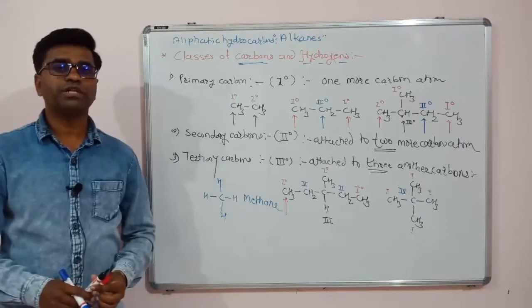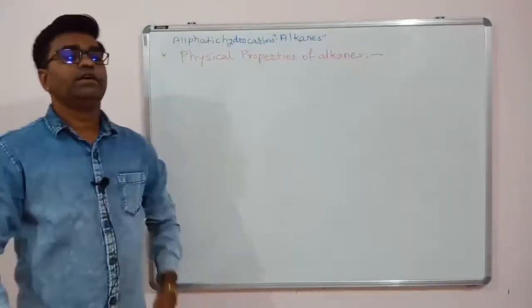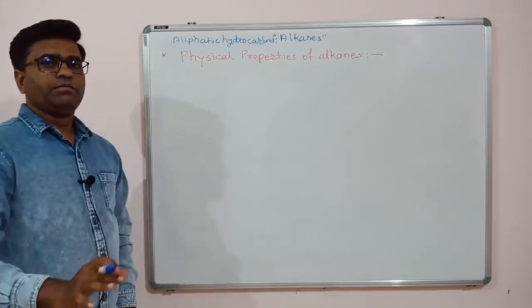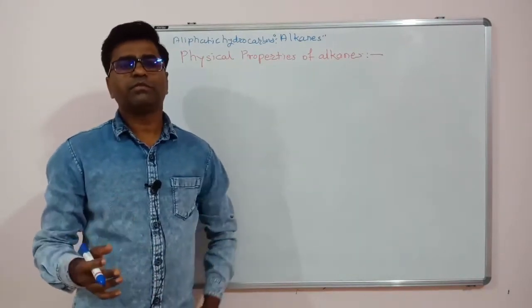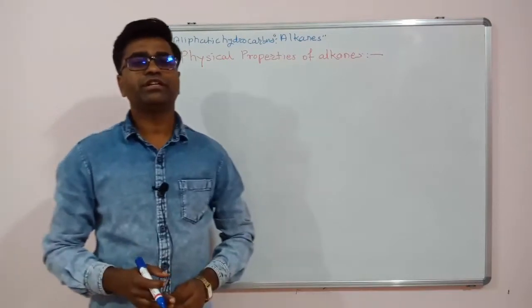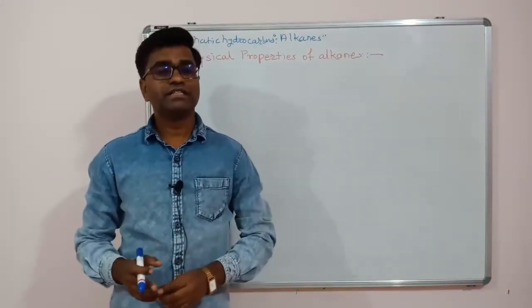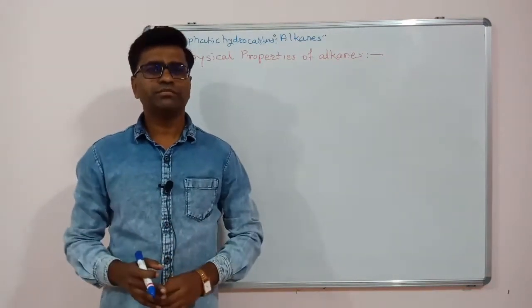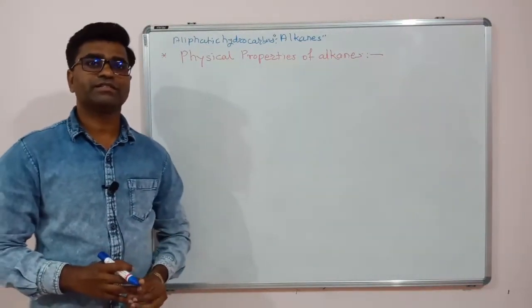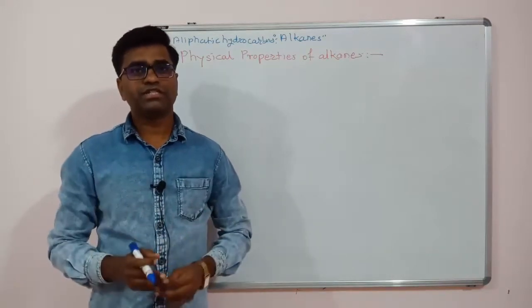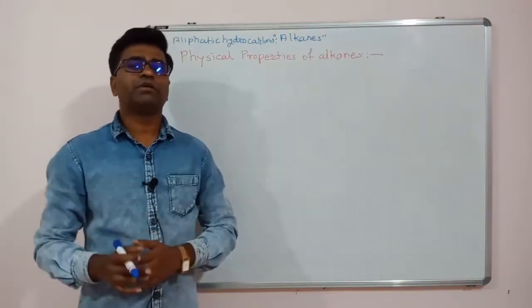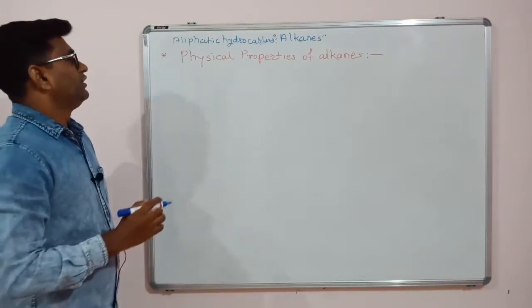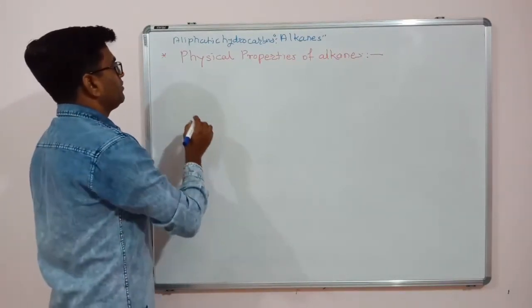Now we will see the physical properties of alkanes. Friends, physical properties means properties like boiling point, melting point, refractive index, and physical state. They also play an important role in chemical reactions, preparations, preservations, and in understanding the chemical properties of that particular substance. So we will learn physical properties of alkanes one by one.